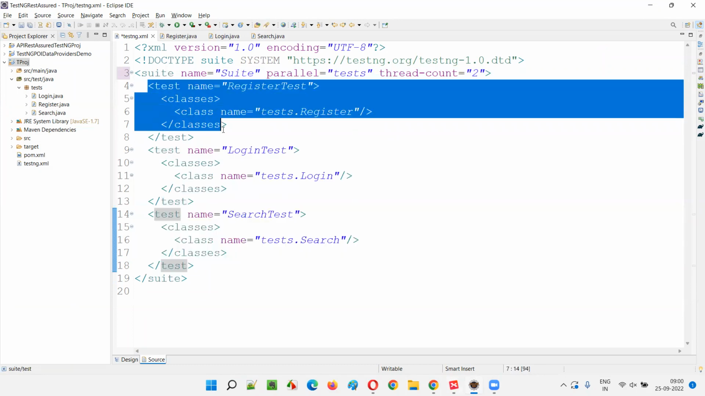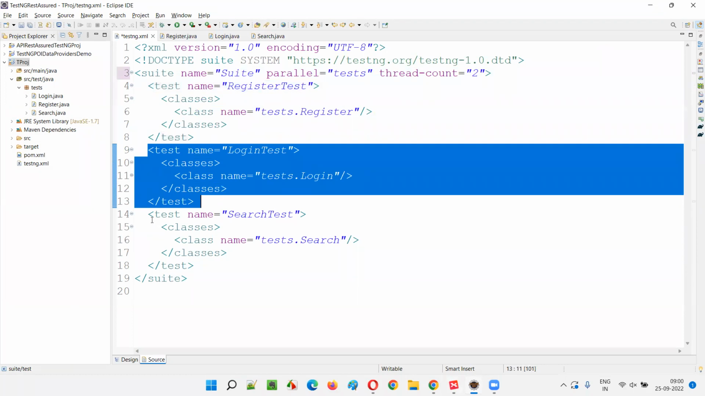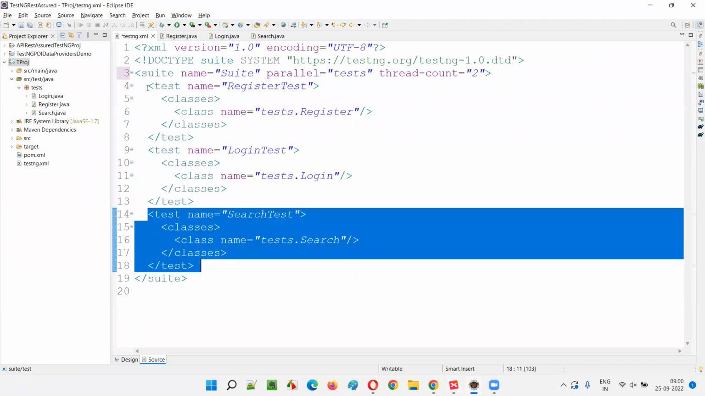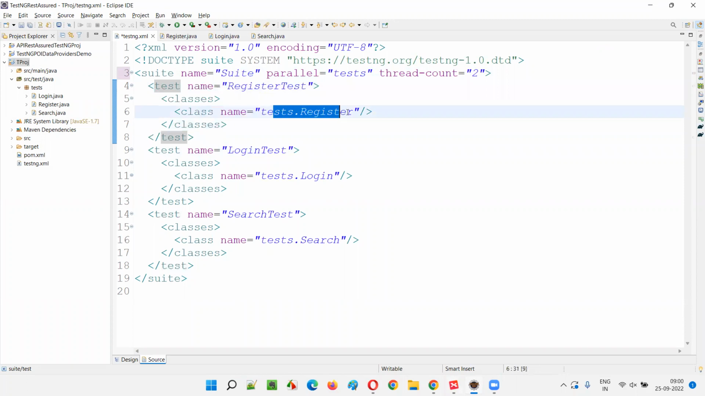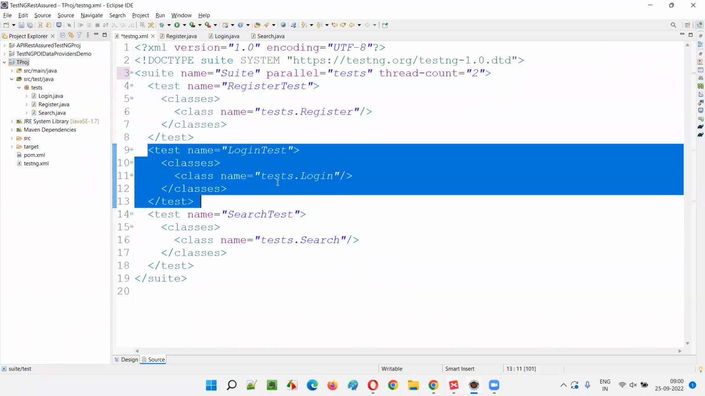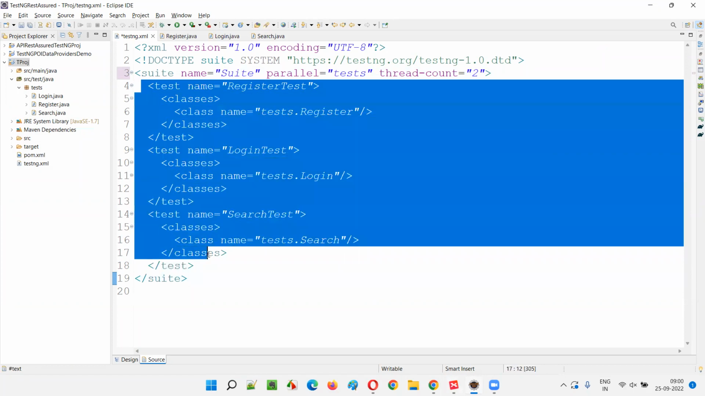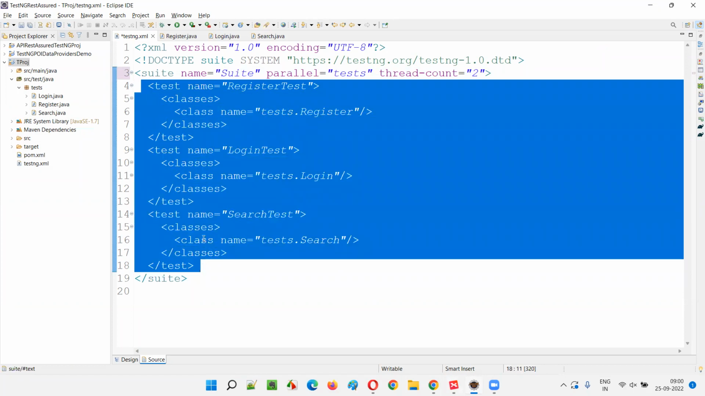For a while I will just use a word known as group. This test group 1, test group 2, test group 3. Why am I saying group? A test group contains a lot of test methods. This particular test group contains a lot of test methods inside the register class. This one contains a lot of test methods inside the login class. This one contains a lot of test methods inside the search class. I'm calling them groups for a while. 3 test groups are there.